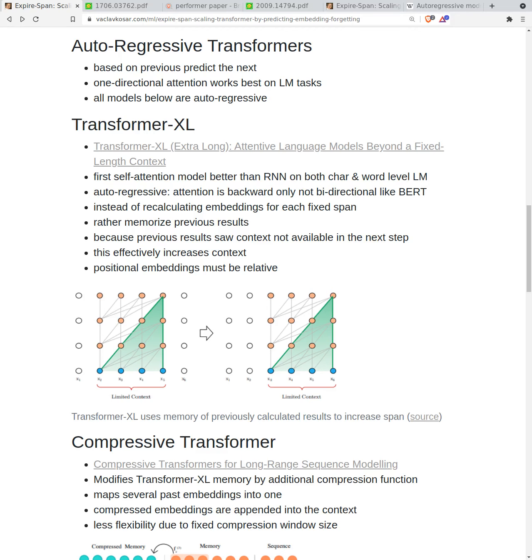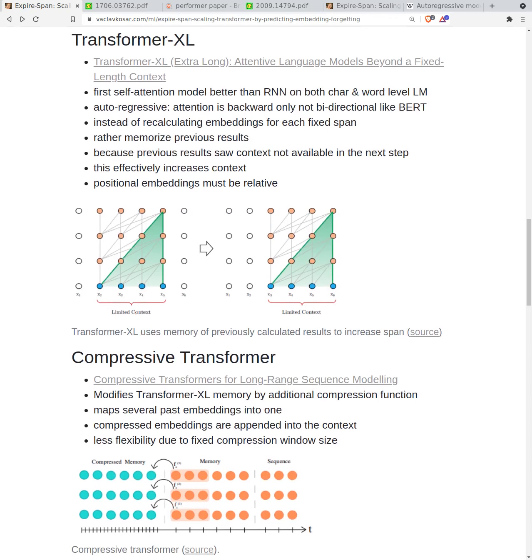And all the models that I will describe below are autoregressive. So, Transformer-XL was a paper preceding the Expire-Span paper. XL is an abbreviation for extra long.